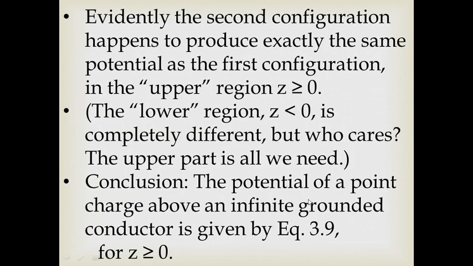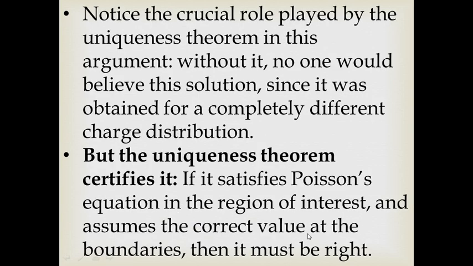And in conclusion, the potential of a point charge above an infinite grounded conducting plane is given by equation 3.9 for z greater than or equal to 0, that is, in the upper plane. Notice the crucial role played by the uniqueness theorem in this argument. Without it, no one would believe this solution, since it was obtained for a completely different charge configuration. Actually, it is imagination, a different charge configuration is there, and that creates our solution.